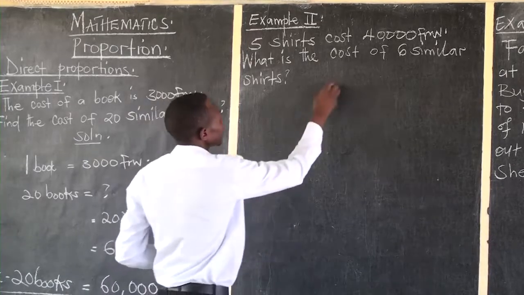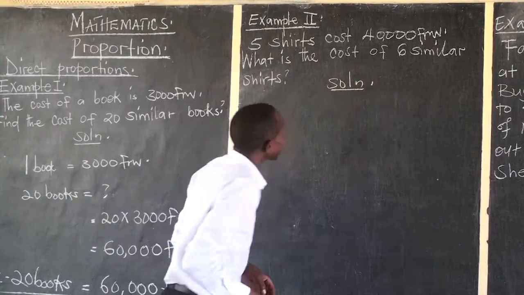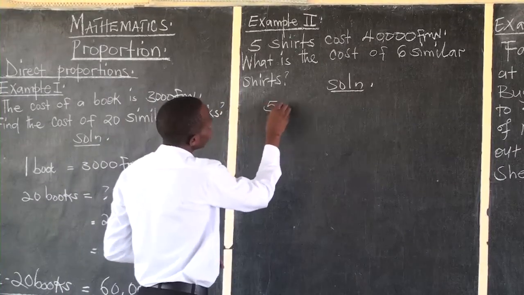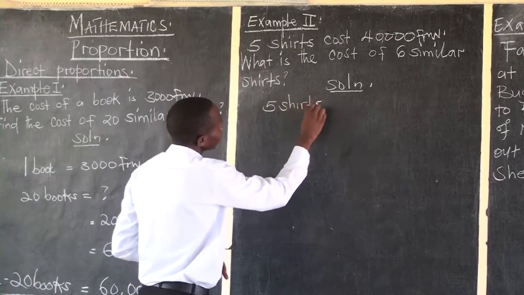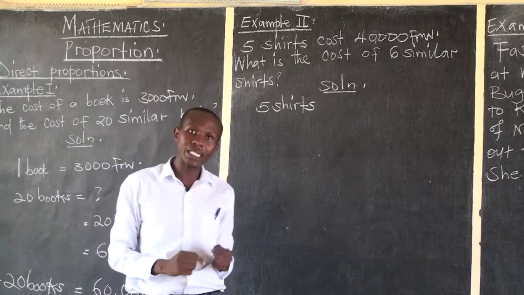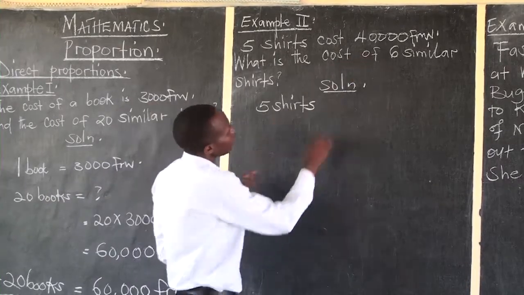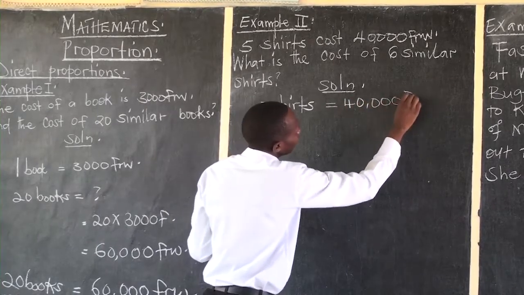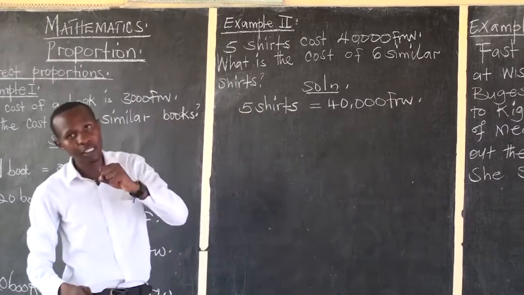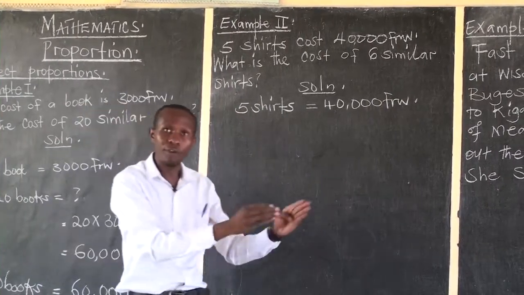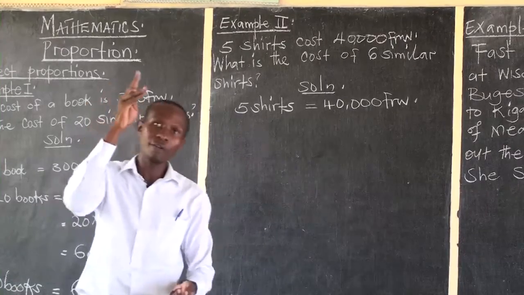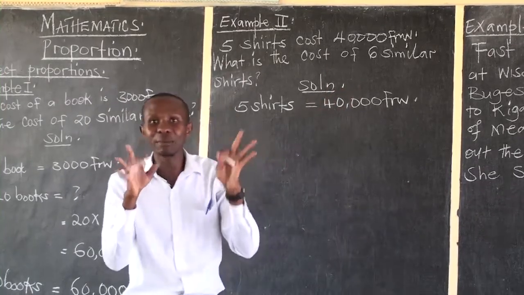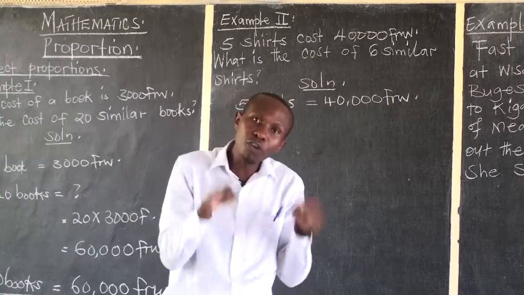We shall say, solution: we first identify the amount of 5 shirts. They have said 5 shirts. When you want to buy 5 at once, you will pay 40,000 francs. Those are 5 shirts: 1, 2, 3, 4, 5. When you put them together, you pay 40,000. But this time round, they want you to buy 6. Remember, they have told you the amount of 5 shirts, but you want 6.